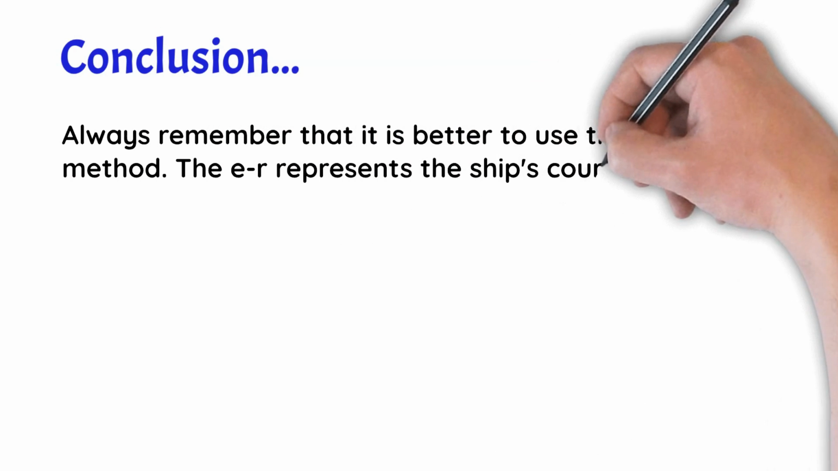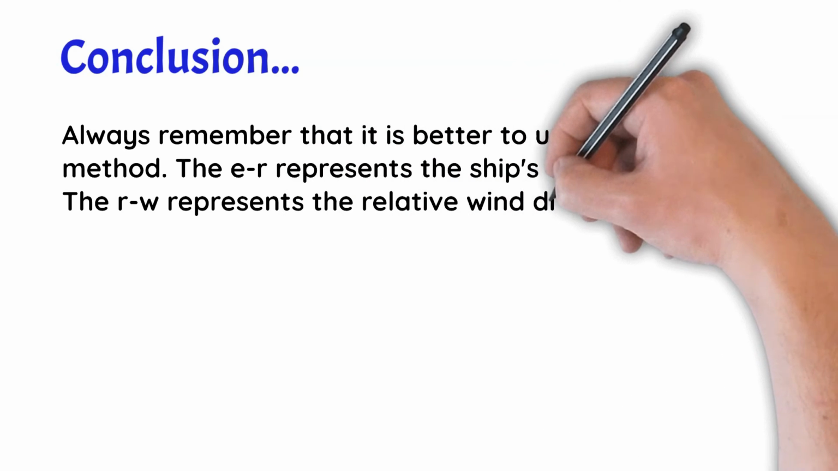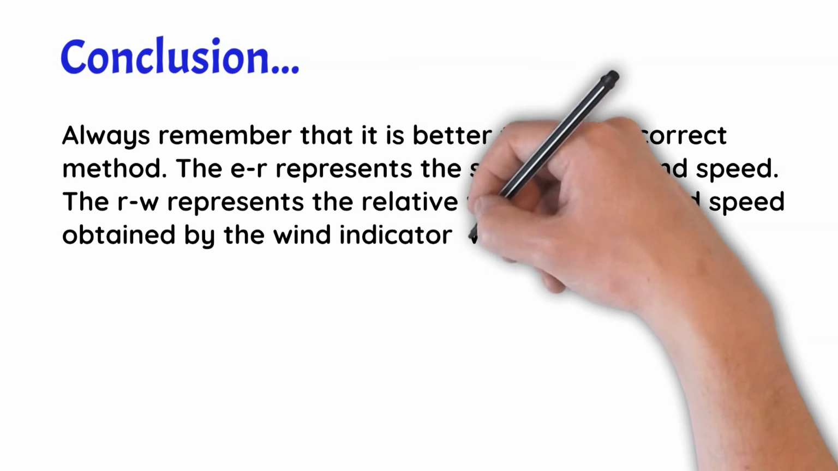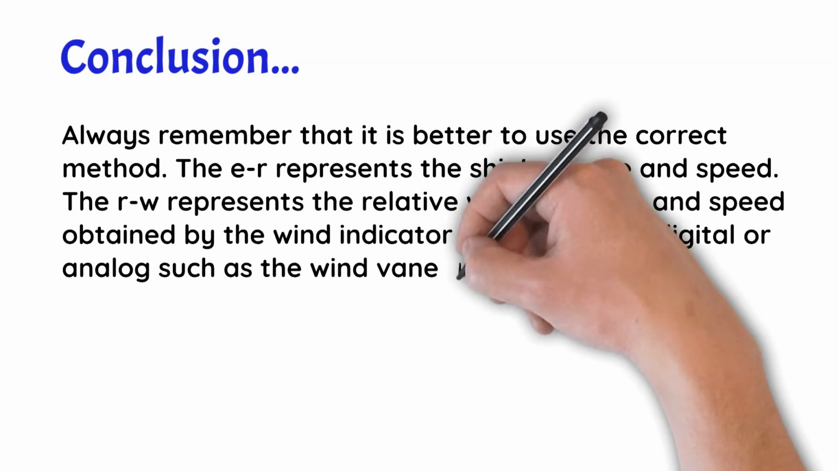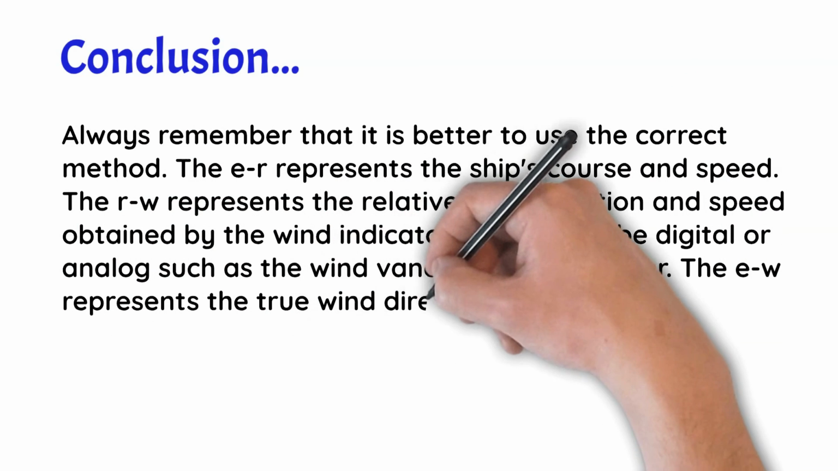The E to R line represents the ship's course and speed. The R to W line represents the relative wind direction and speed obtained by the wind indicator, which could be digital, or analog, such as the wind vane and anemometer. The E to W line represents the true wind direction and speed.